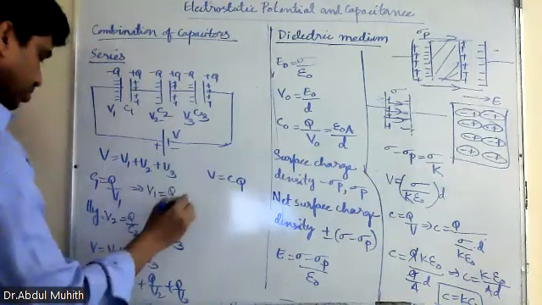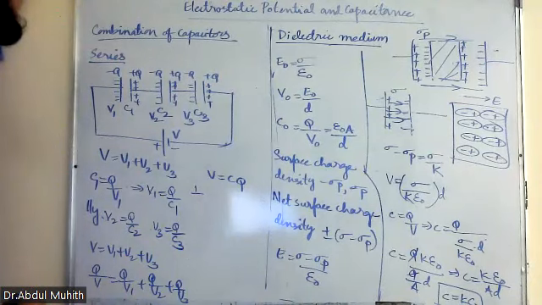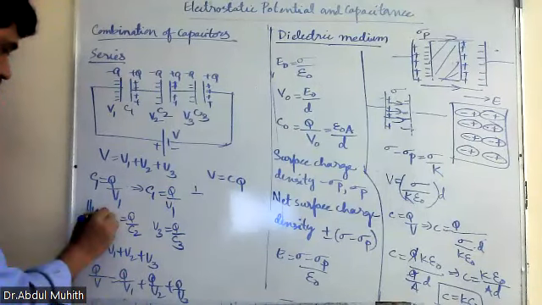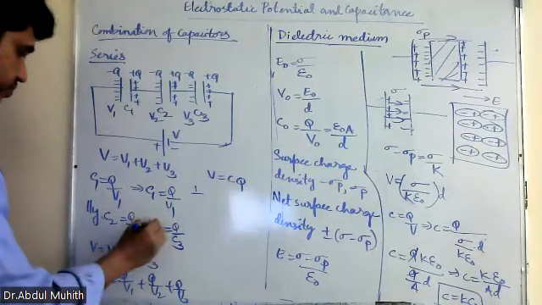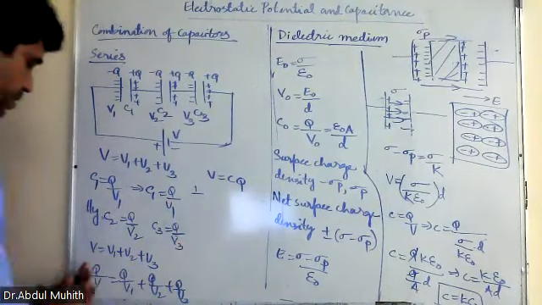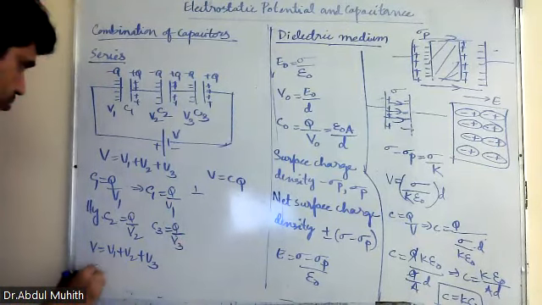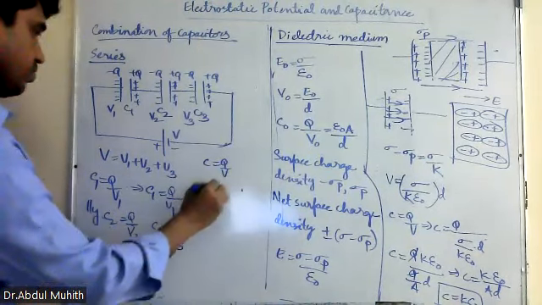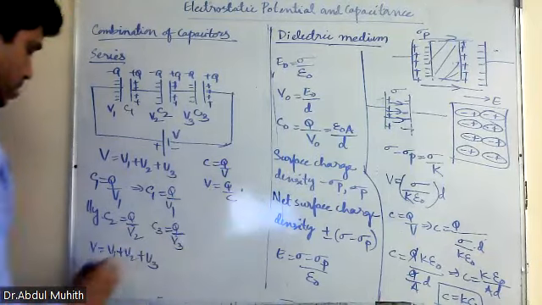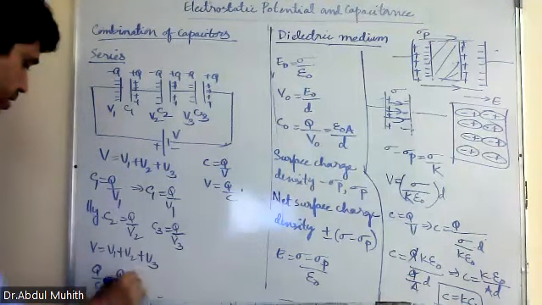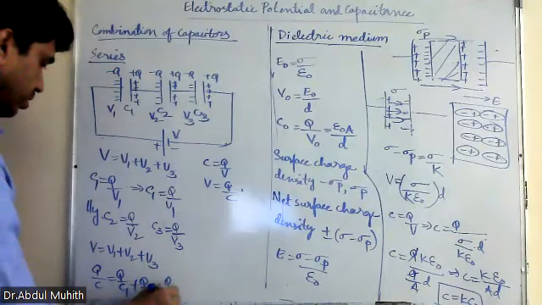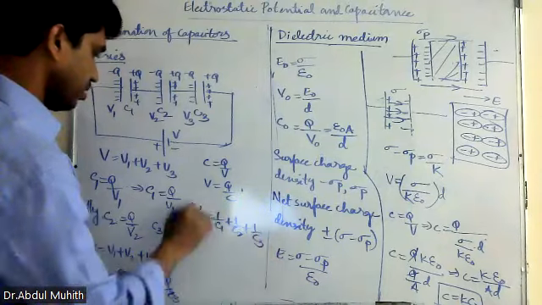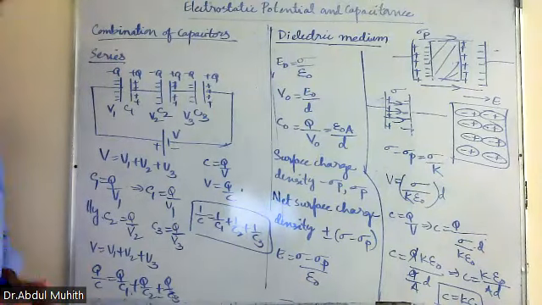So what will happen now? If you take common, 1 by C1, C2, C3. My mistake, okay. So V is equal to Q by C, and Q by C is equal to Q by C1 plus Q by C2 plus Q by C3. So 1 by C is equal to what? 1 by C1 plus 1 by C2 plus 1 by C3. This is the formula. Okay, clear? This is for series.